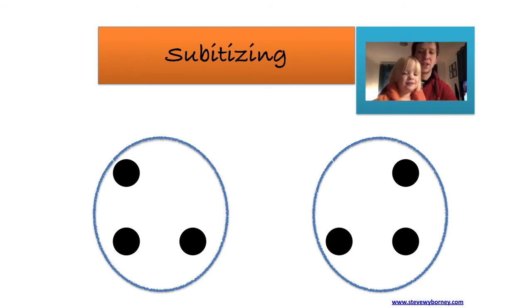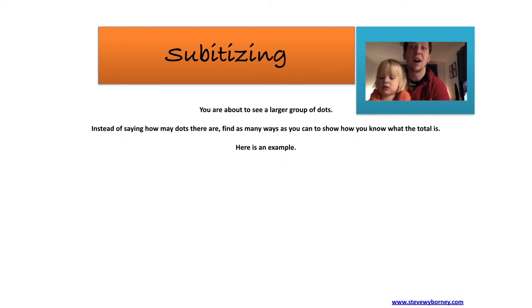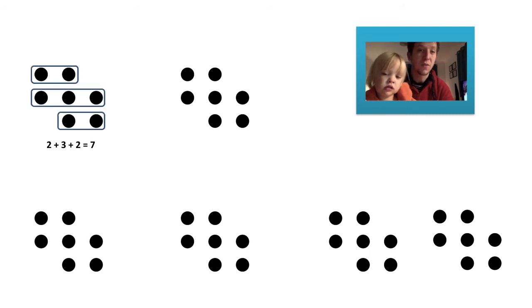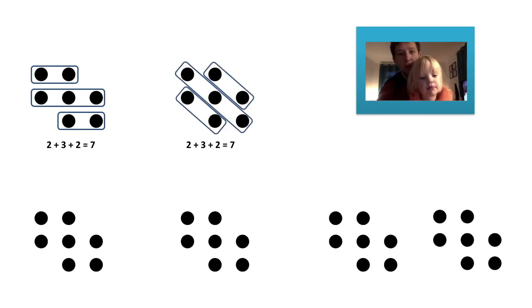So, here's our challenge. We've got a bigger set of dots today, and we want to see not just one way of finding the number, but how many different ways can we find to make the number? Here are some examples on a different set of dots to the one I'm going to give you. Here's some big groups of dots. And on this first one, we've got 2 and 3 and 2. And that makes 7. 2 add 3 add 2 equals 7.